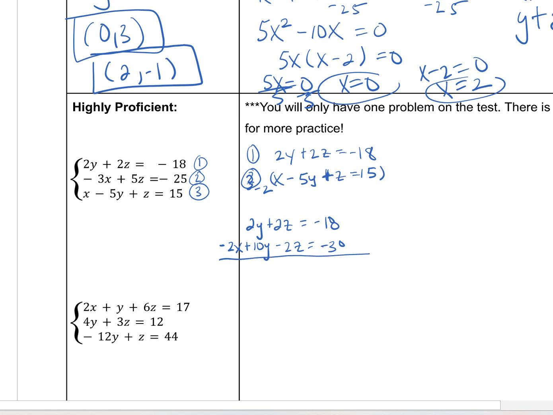Okay, so now we can add these up. And I have an x and a y. So the reason why we did that is eliminate z with equation 1 and 3, because now I'm going to do equation 2 and 3. I'm going to do the same thing. I'm going to eliminate z. So to get rid of z, I have to multiply by negative 5.